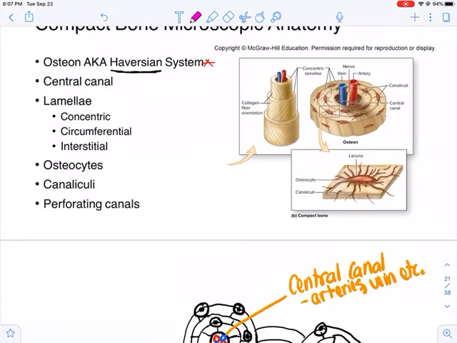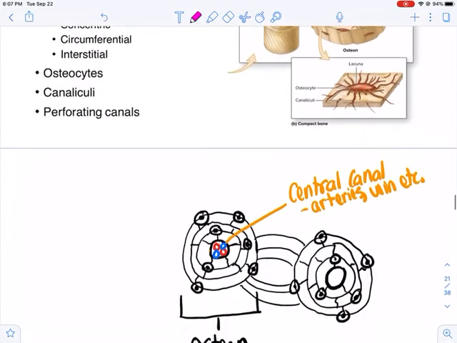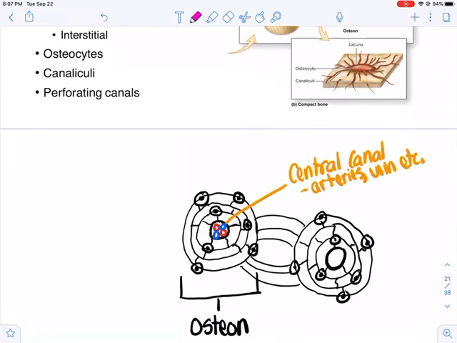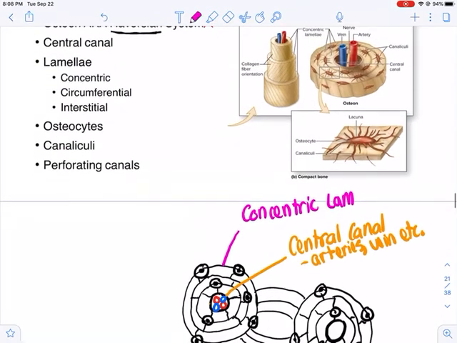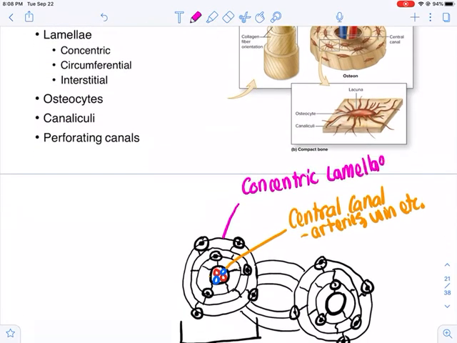The circular streets are called lamellae. Think of it like you live on Lamellae Street. And they go in a concentric ring around the central canal. So the ones that we've drawn are actually called, I'm just going to pick this one right here, a concentric lamellae. Oh, I better make sure I spell that right. And these are rings around the central canal.